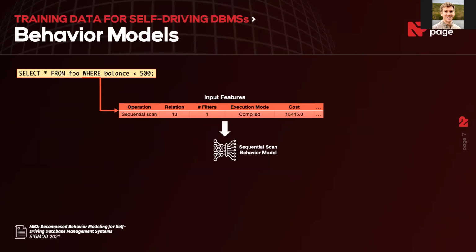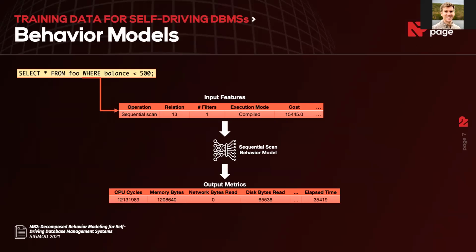Given these inputs, the behavior model outputs low-level metrics of the system resources consumed by the DBMS to execute a query. These metrics include detailed CPU counters like cycles, instructions, and cache references, as well as I/O measurements like disk and network. These two vectors of input features and output metrics are the training data we want to collect.